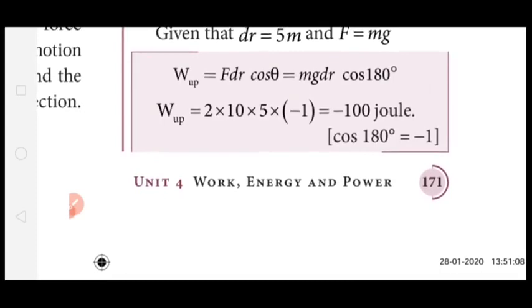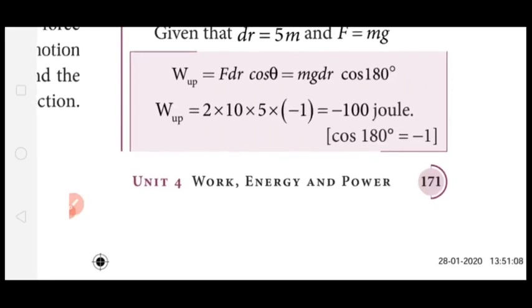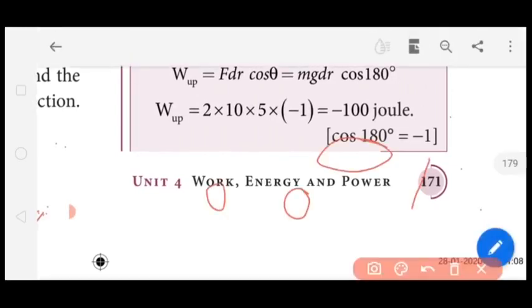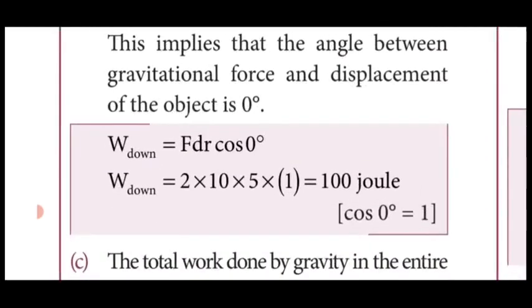This is the work done when the object is moving in the upward direction. Now the second case: the object is moving downward. The gravitational force and the displacement of the object are in the same direction, so the angle between them is 0 degrees. So in the first case it is 180 degrees, and in the second case it is 0 degrees.